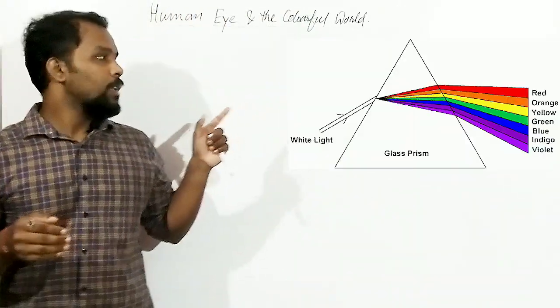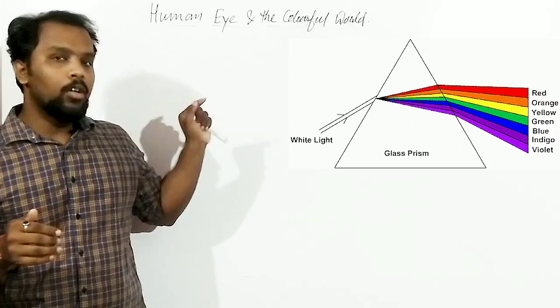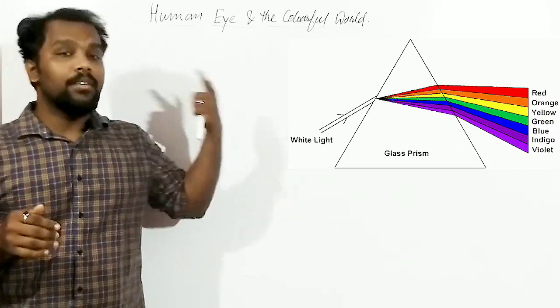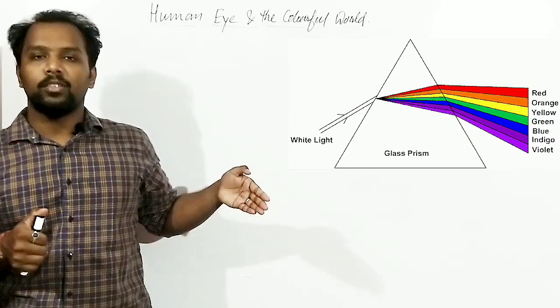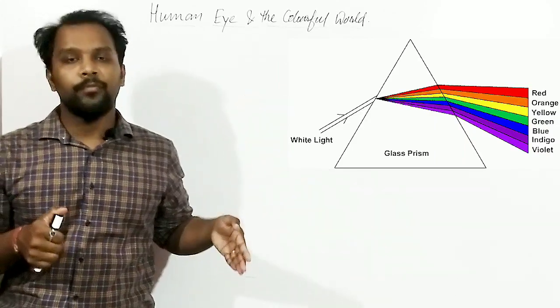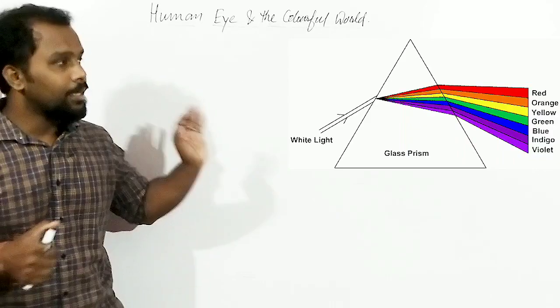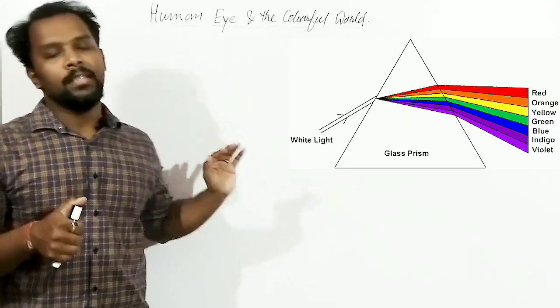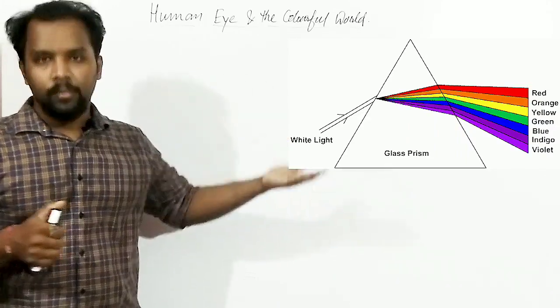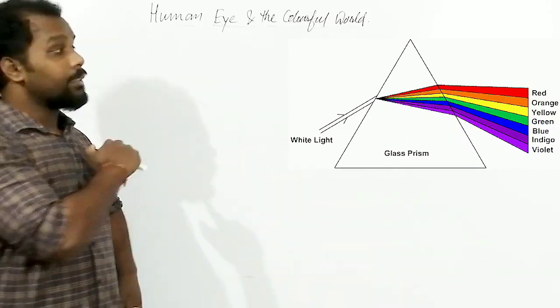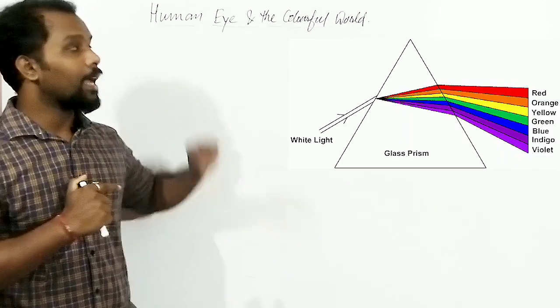When white light is incident on the prism, as a refraction, what are we going to get? We are getting 7 patterns of ray, of different colors. This is the main property of the prism, that it is able to split one white ray into 7 different colors.